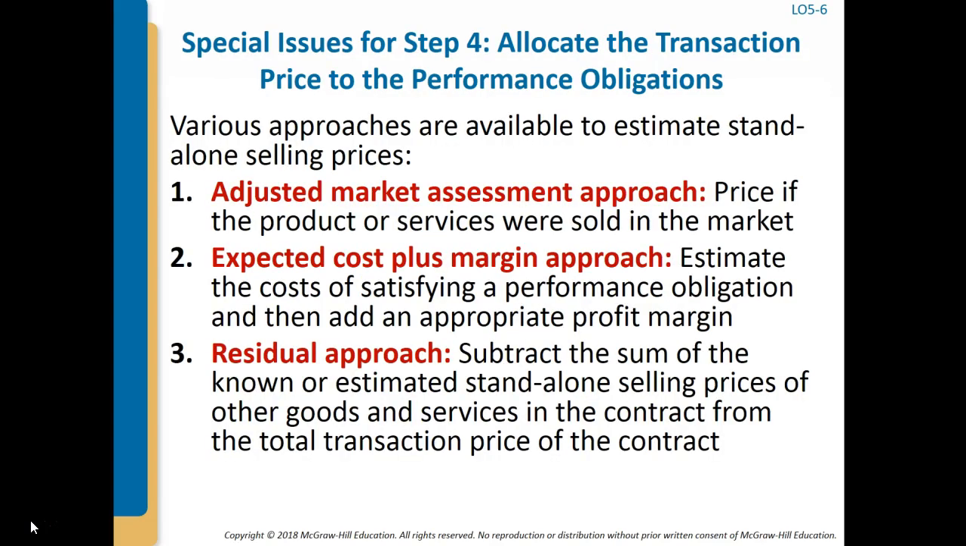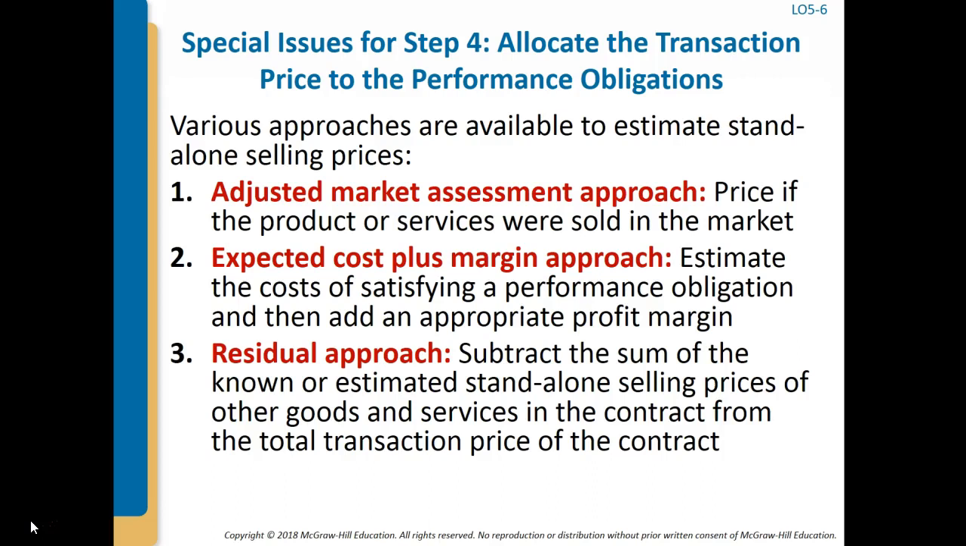We know that the seller must allocate the transaction price to each performance obligation in a contract in proportion to the standalone selling prices of the goods or services in the contract. When these goods or services aren't sold separately, we can apply various approaches to estimating standalone selling prices, including the adjusted market assessment approach, where the seller considers the price it would receive if the product or services were sold in the market in which it normally conducts business. The seller often references prices charged by competitors.